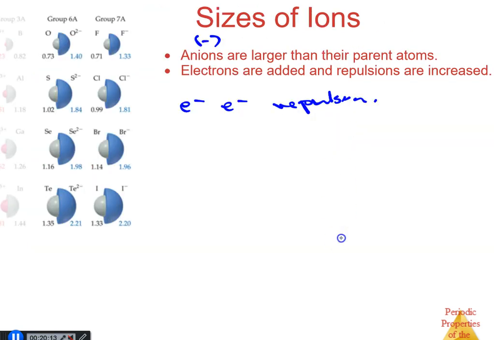Anions are larger than their parent atoms. And this one's very easy. Electrons are added and repulsions are increased. So the simple explanation here is if you add an electron, the total repulsive force of the thing increases, pushing all the electrons farther away. So the answer to why anions are larger is because electron-electron repulsion is increasing. What type of atoms make anions? Nonmetals.